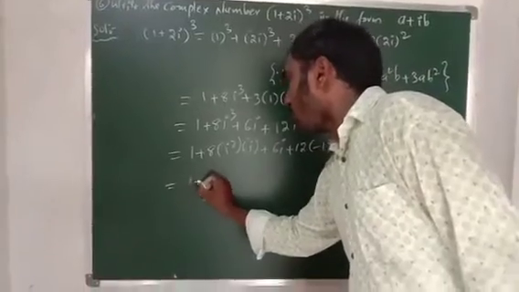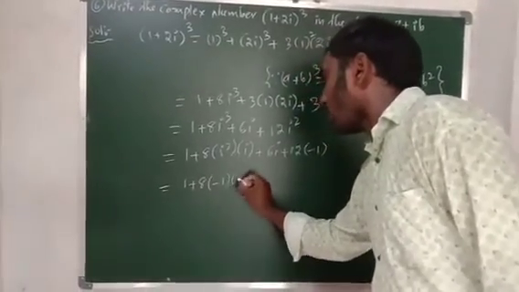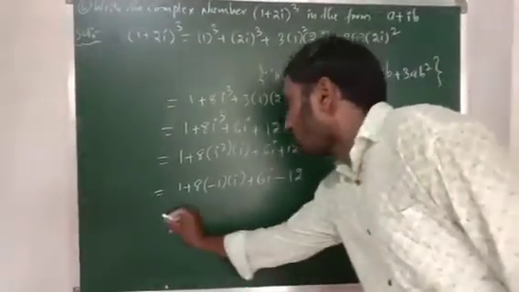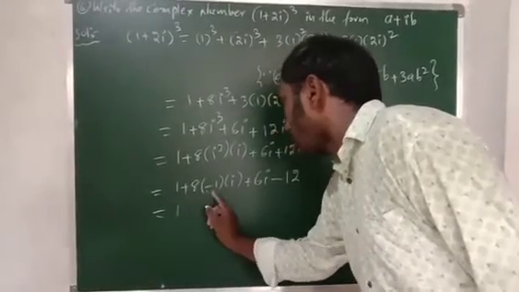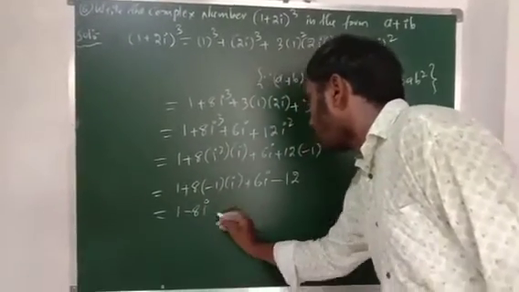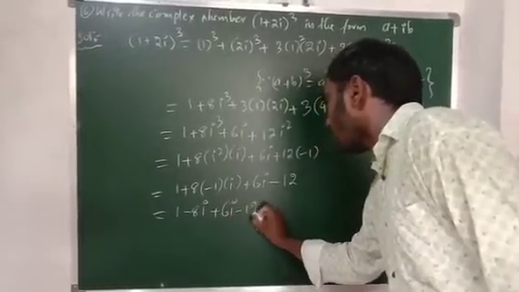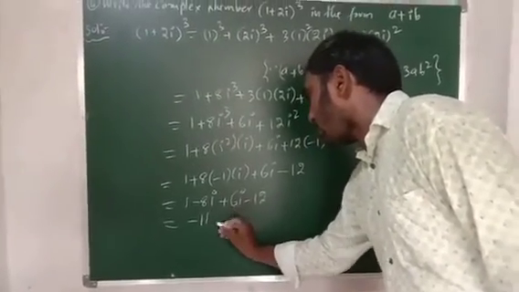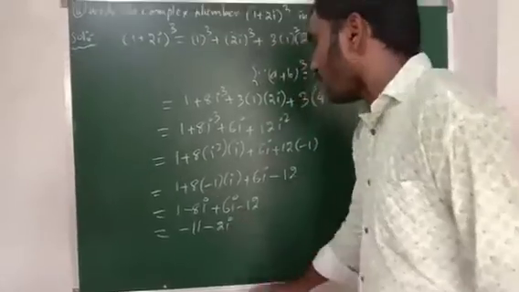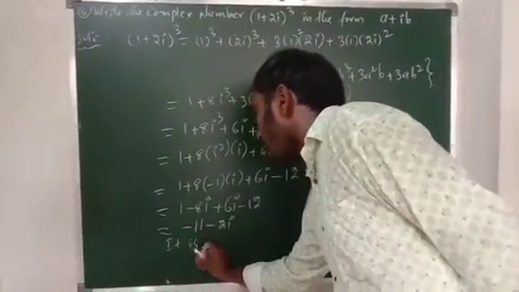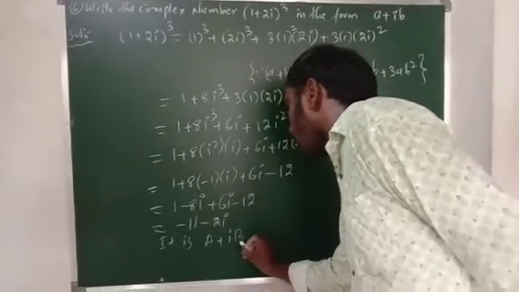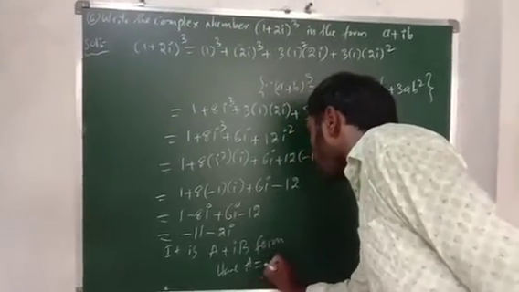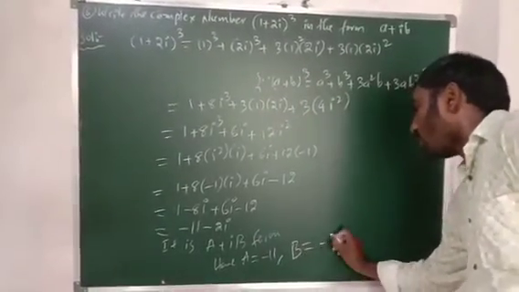So this is equal to 1 plus 8 into i square, whose value is minus 1, into i plus 6i. The plus into minus is minus 12. So this is equal to 1 minus 8i plus 6i minus 12. So this is equal to 1 minus 12, which is minus 11. Next, minus 8i plus 6i is minus 2i. Now it is in the form of a plus ib. So here a equals minus 11 and b equals minus 2.